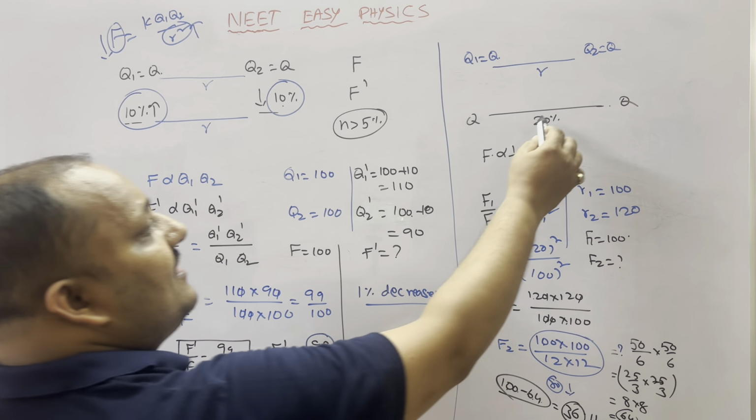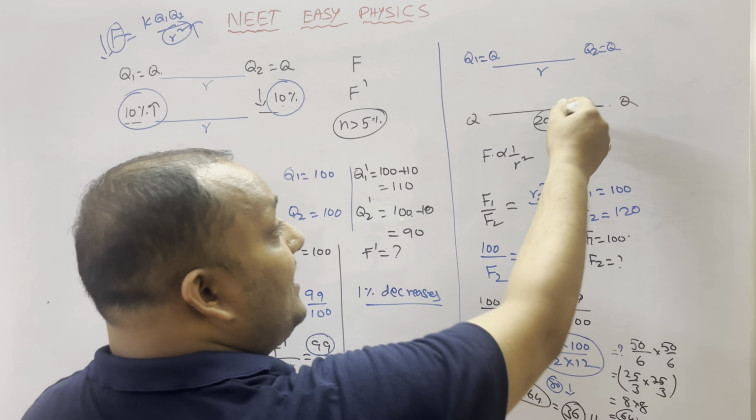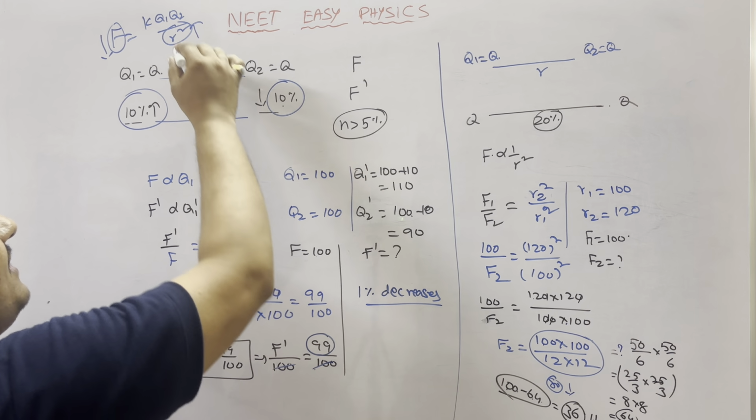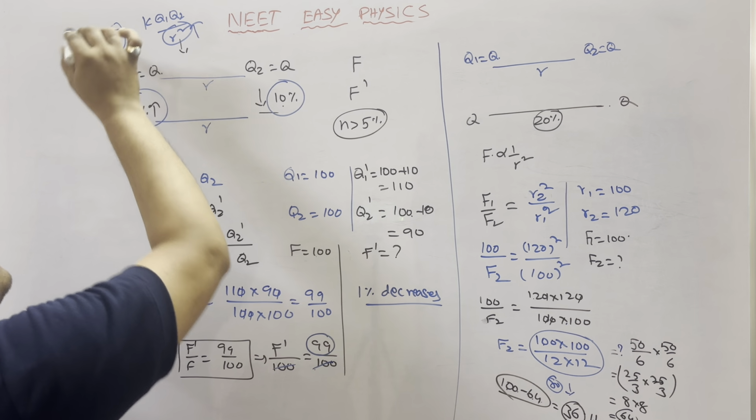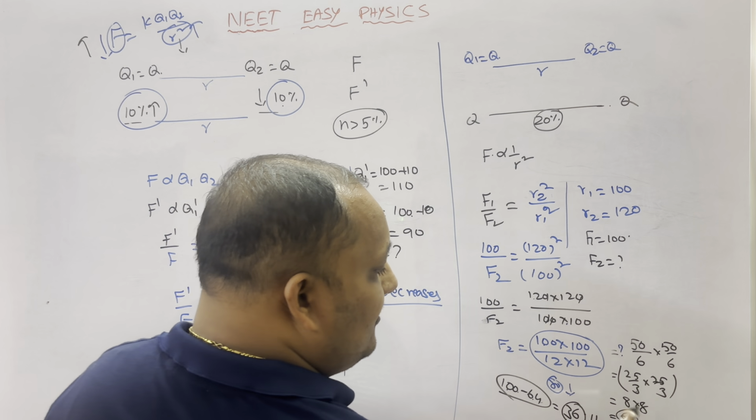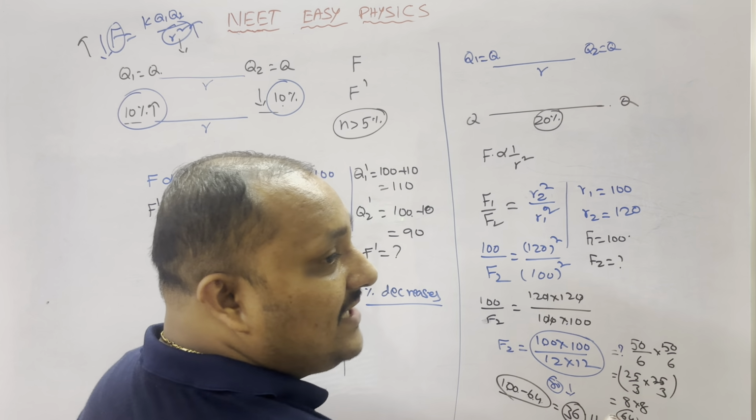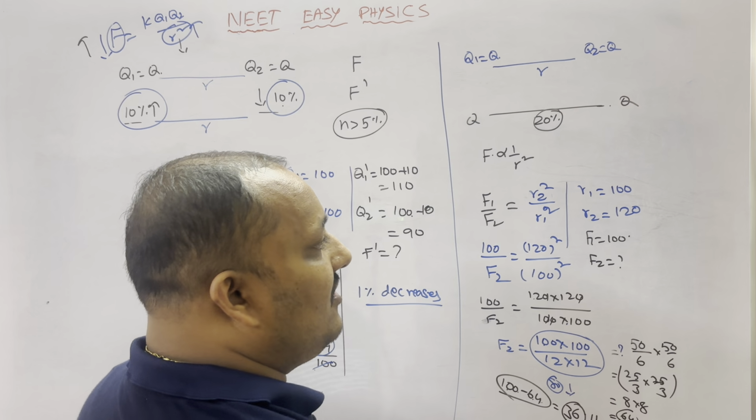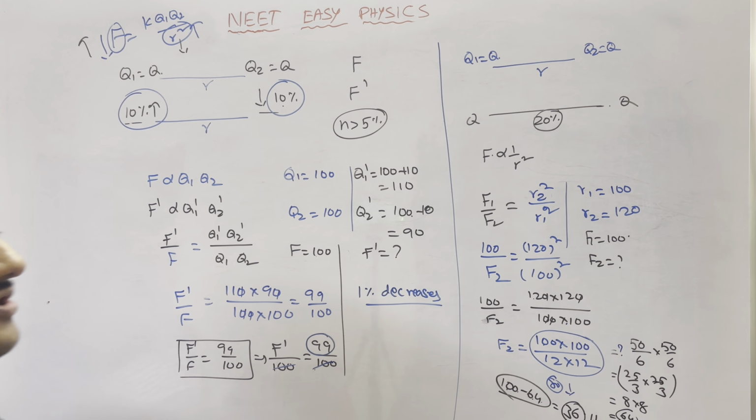So now I did here with 20% increase. If 20% decreases, what will happen? If distance decreases, force value is going to increase. Then here the value you are going to get is more than 100. So more than 100 you got means how much you are getting, you can cross check once.